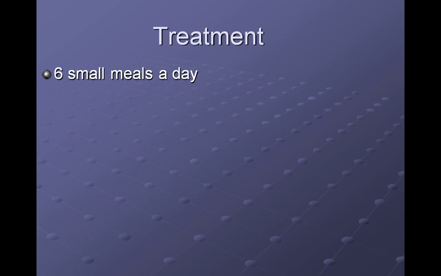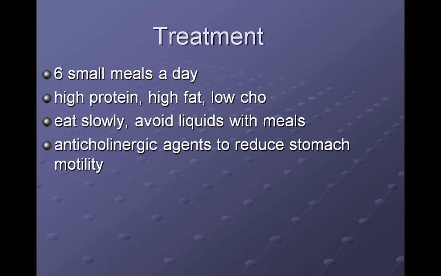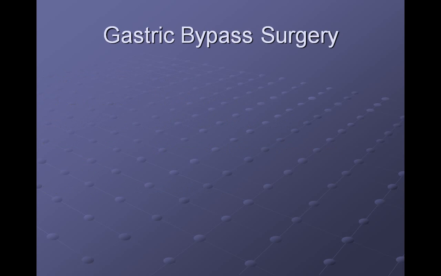Treatment: 6 small meals a day. High protein, high fat, low carbohydrate diet. The person should eat slowly and avoid liquids with meals. Anticholinergic agents are given to reduce stomach motility. They should recline 1 hour after eating.